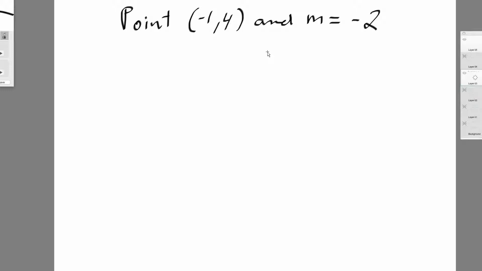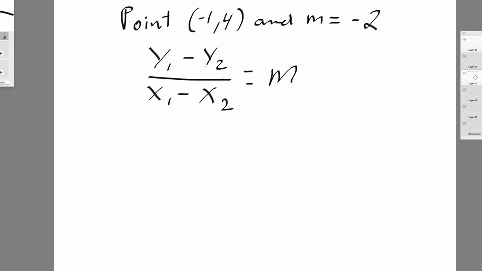We know the slope of the line is equal to a negative 2. So remember, we know that y sub 1 minus y sub 2 over x sub 1 minus x sub 2 equals the slope of a line. Well, we have a point here. I'm going to go ahead and use that as our second point.